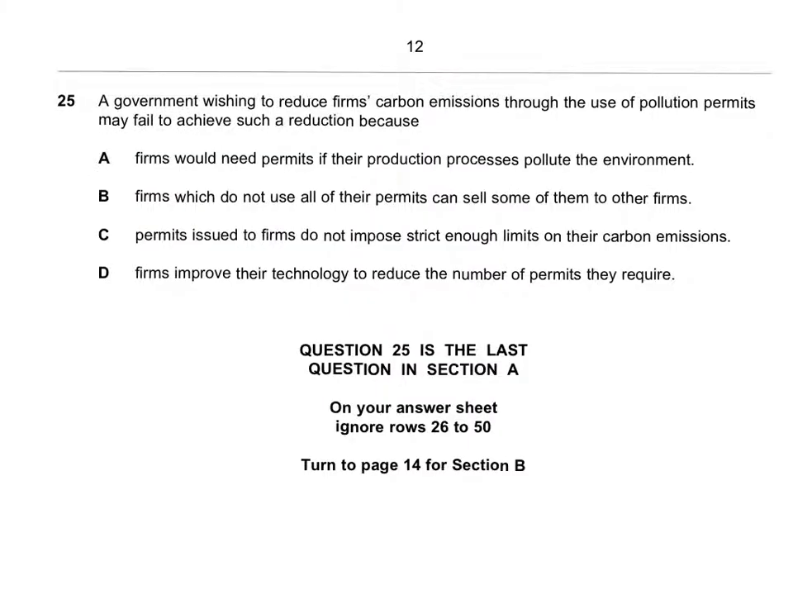And the final question, question 25, is about government failure rather than market failure. So the government is trying to reduce carbon emissions, and they're using the policy of pollution permits to do this. Well, one of the weaknesses of the pollution permit system can often be the lack of strict limits, so therefore the answer here is C.